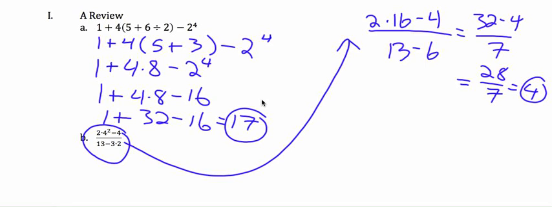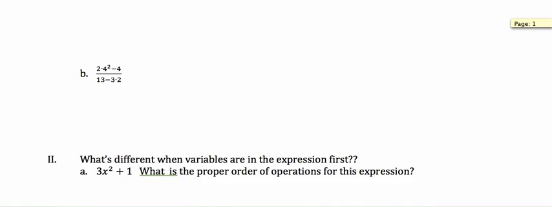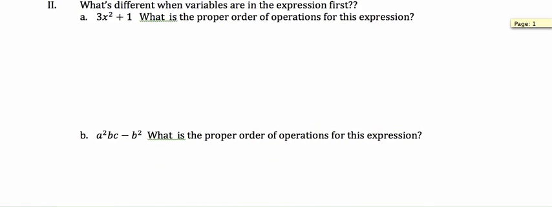So hopefully those review problems went well. If they didn't, talk to your group members about it. Maybe come talk to me about it. Okay, so what is the difference between this order of operations and what we've been doing before? What's the difference if we've got variables in first? Well, what I want you to do is quickly take a look at what we have here. Look at 3x squared plus 1. What is the proper order of operations for this expression?